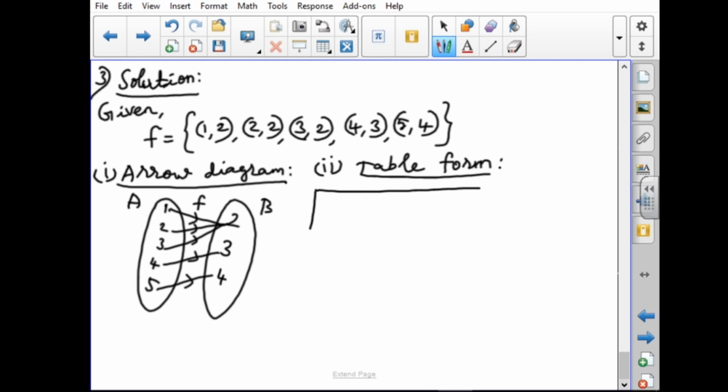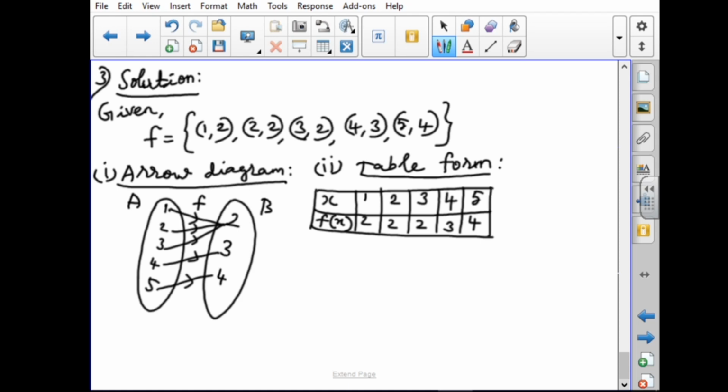The same only, table form. The first row you have to give the name x. The second you have to give the name f of x. Then you have to write 1 comma 2 means you have to write here 1, 2. Next one 2 comma 2 means 2 here 2. Next one 3 comma 2 means 3, 2. Next 4 comma 3 means you have to write 4, 3. Next 5 comma 4 means you have to write here 5 comma 4 like that. This is table form.